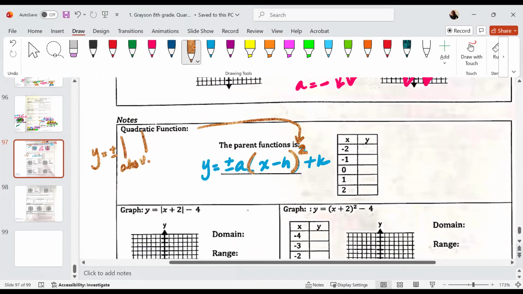And remember from there, there's also x cubed, which looks like this shape. Do you remember that? Square root of x, which looks like this. Do you remember that? Okay, because we did go over all of those.